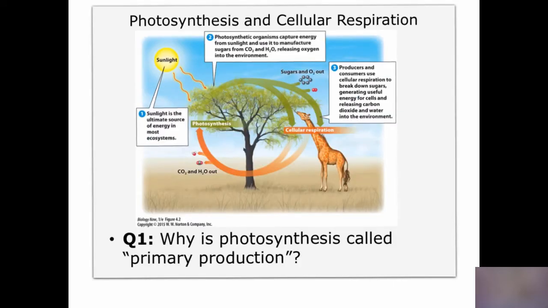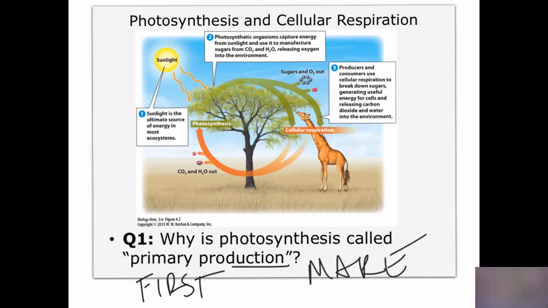So here's a little demo. How can we use these figure questions to help us study? Well, let's take a looky-look. Here we go. Question 1. Why is photosynthesis called primary production? Well, primary means first, right? And production means to produce something or to make it. So first make. What are we first making? What could we guess? That's a pretty good guess. Our good friend sugar. Yay! You guys are so smart.